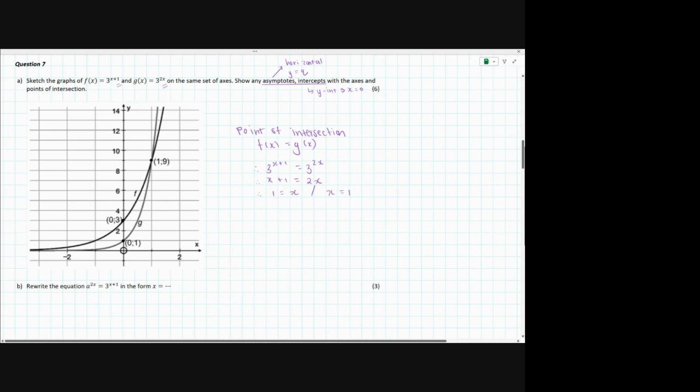Doesn't really matter. And so once you have that x value, you would substitute it back into one of your other equations. So if, for example, I substituted it back into f, so I wanted f of 1, 3 to the power 1 plus 1 is 3 to the power 2, and so 9. So that is my point of intersection that I need to draw.